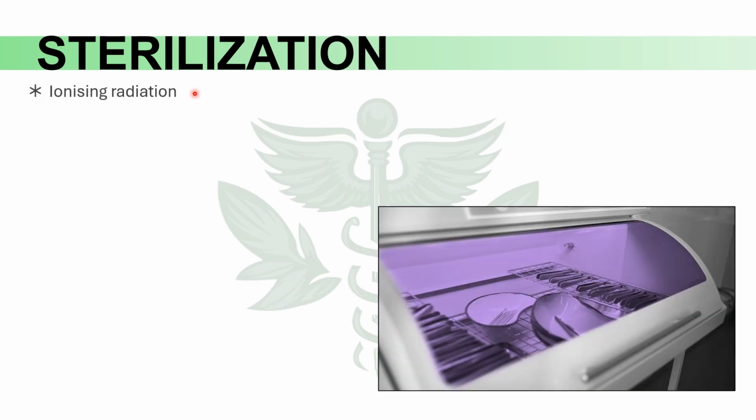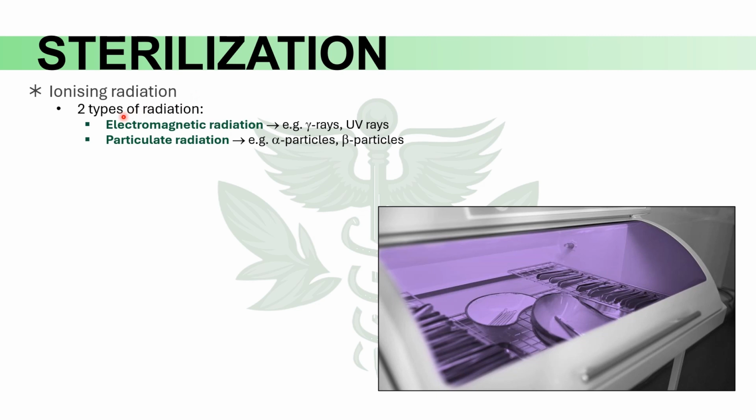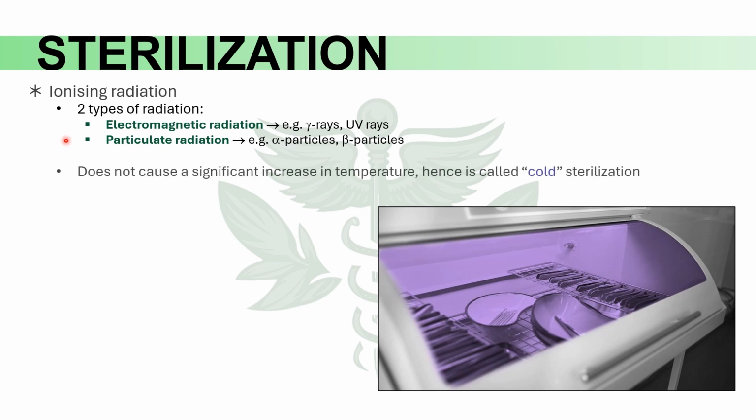Finally, ionizing radiation. There are two types of ionizing radiation that we can expose a parenteral product to: electromagnetic radiation and particulate radiation. What's important for us to know is that the radiation does not cause a significant increase in temperature, and so oftentimes it is also called cold sterilization. It is a quick process and has great penetrating ability, just like ethylene oxide gas.